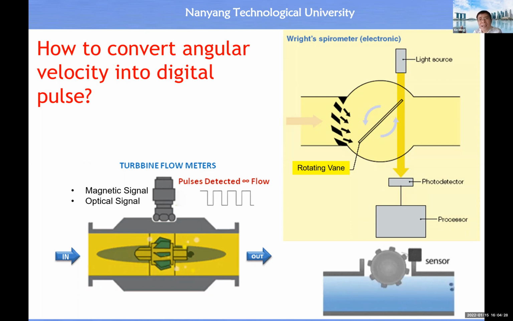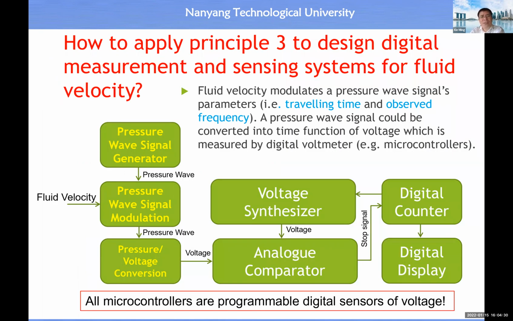Okay. Then how about the application of principle 3 in order to guide the design of a measurement and sensing system for fluid velocity? In this case, we need to play with the fluid velocity and the wave velocity. Therefore, we need a pressure wave signal generator. We let this pressure wave pass through the fluid, and then the fluid will do modulation. One is to change its traveling velocity, another is to change the observed frequency.